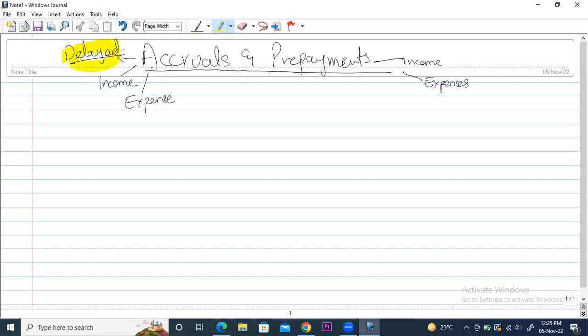Accrual meaning was delayed, anything which is delayed. I'll come to the detail in just a while. We'll do this topic in high detail, we will not miss anything. Now, what does prepayment mean? Prepayment means anything which is paid beforehand, like before taking the benefit. That is itself the meaning of prepayment.